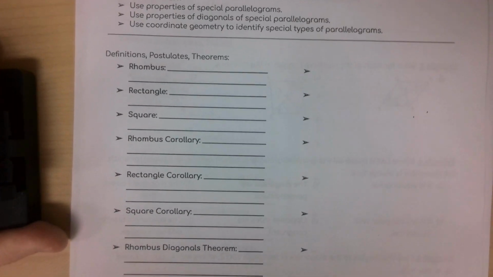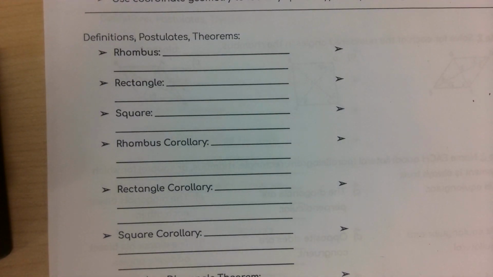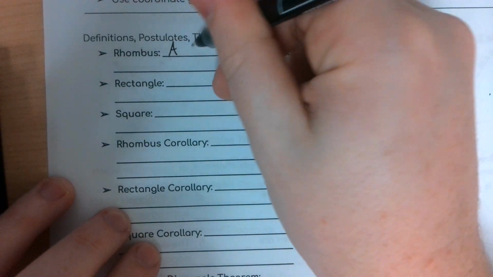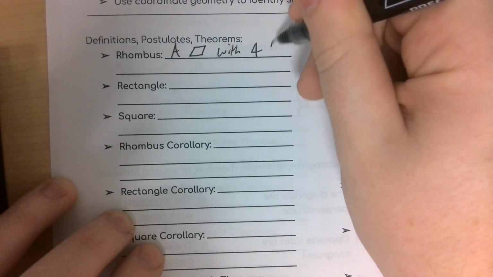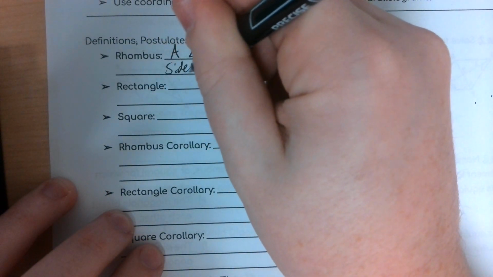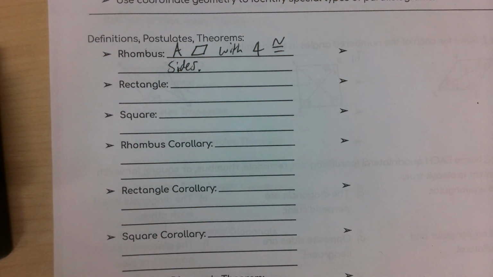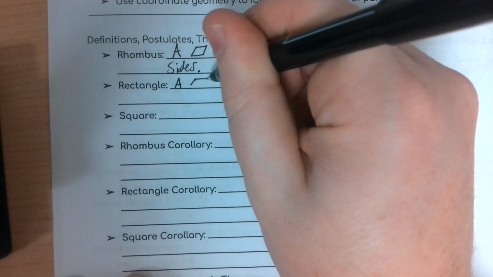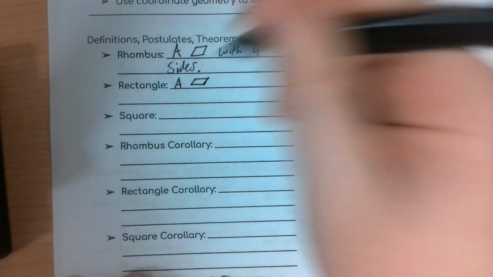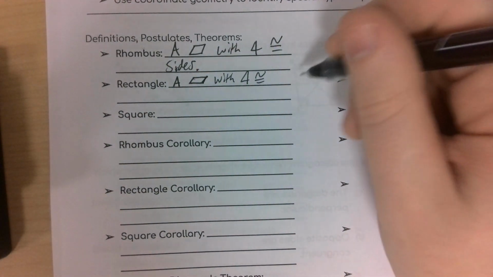So we're going to do all these definitions, and then we're going to see how to use them. Let's start by talking about rhombuses. We know that rhombuses are a type of parallelogram. It's specifically a parallelogram with 4 congruent sides. A rectangle is similar. It's another parallelogram because we know that the opposite sides are parallel to each other. But this one has 4 congruent right angles.